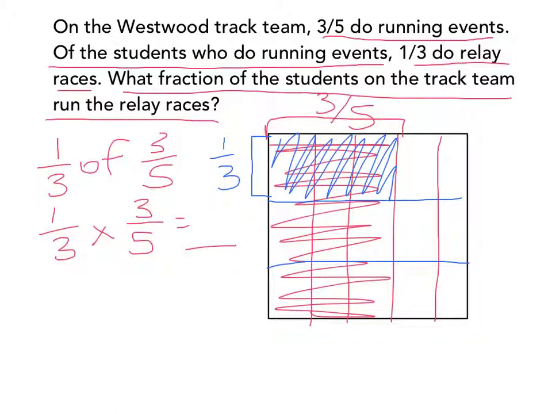And I want to pay special close attention to these 3 sections that are shaded in both blue and red. So there are 3 sections shaded in both blue and red, and I can see that there are 1, 2, 3 by 1, 2, 3, 4, 5. So there are 15 squares altogether in this whole track team. So that is 3/15. In other words, each of these is representing 1/15.